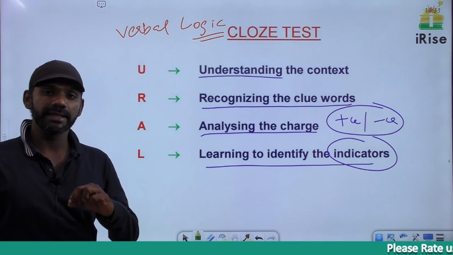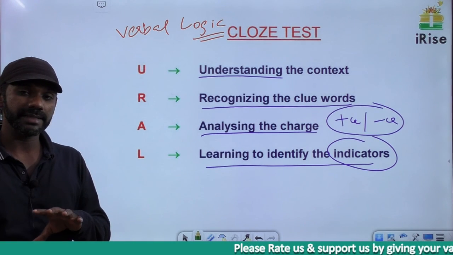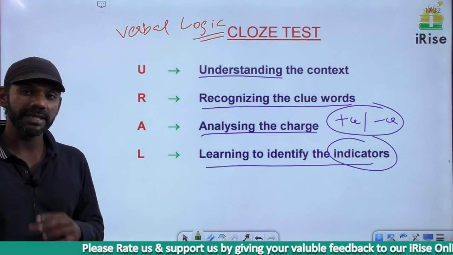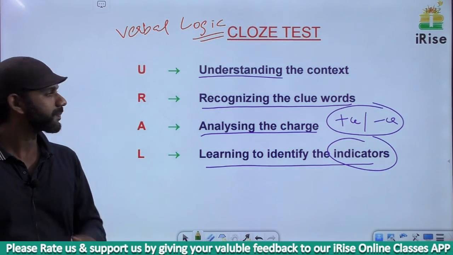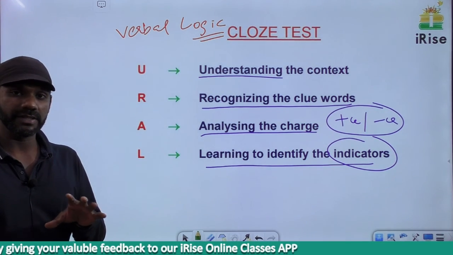Repeat, when you take a sentence, try to understand the meaning of the sentence, frame a word of your own to fill in the blank. Then see which word among the options has a meaning similar to that of the word you have in mind. There will be at least one clue word in every sentence. Identify which the clue word is.